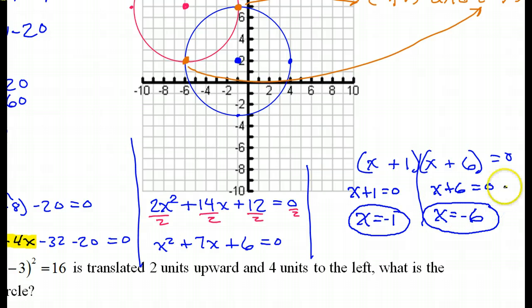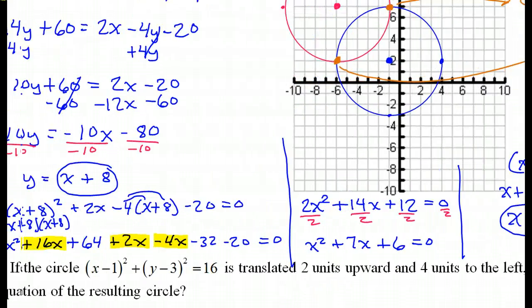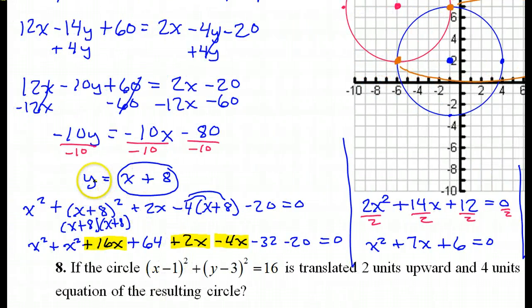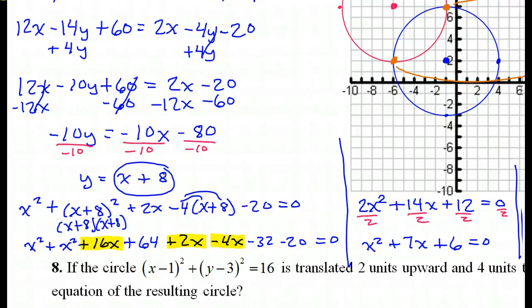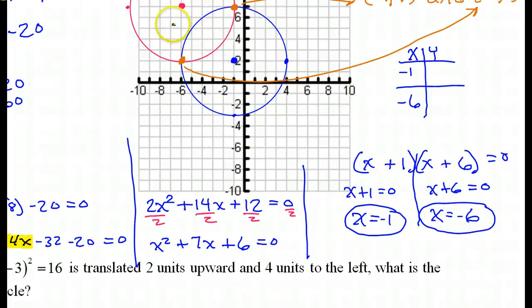Now these are not the final answers. I need to look at this as a table of values. Okay, where I have these x values. I have negative 1 and I have negative 6 for my x values. But I need the y values to go with them. To find the y values, I will use the linear equation that I discovered over here. y = x + 8. Let me just recopy that.